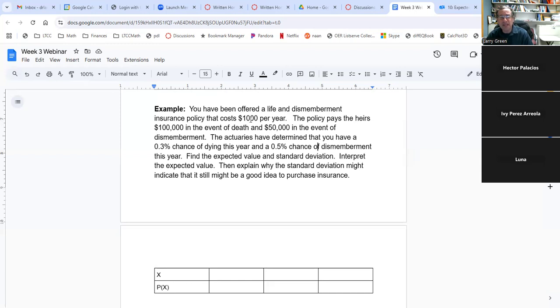Okay, so we're going to do the same thing. I can go a little faster because it's really the same idea. We find x and we find p of x. Notice that if you die, then your heirs get $100,000, but there was a cost of 1,000. So that'll be 99000. And I'm not going to use a comma just to get you used to the fact that you don't want to use commas in the calculator. Okay, if you have dismemberment, then you're going to get $50,000, but there was a cost of 1,000, so that's 49000 left.